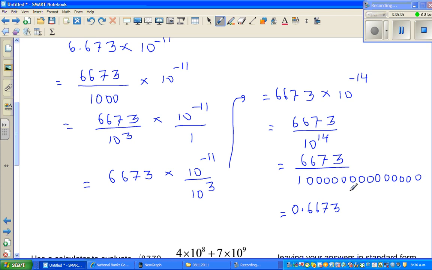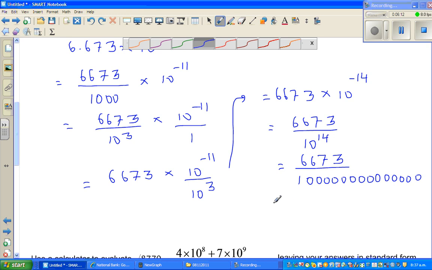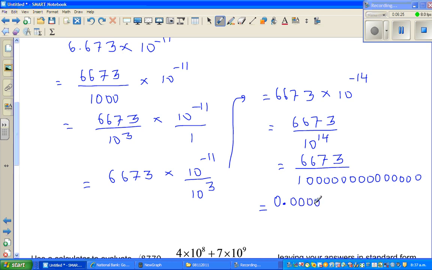And how many zeros? Okay. So here, not 0 point, sorry. You have to have 14 numbers before the decimal place. So you've got 0 point, you've got already 4 numbers. So you have to put 10 zeros: 1, 2, 3, 4, 5, 6, 7, 8, 9, 10. And then you've got, these are placeholders. Okay. And then you have to put 6673.